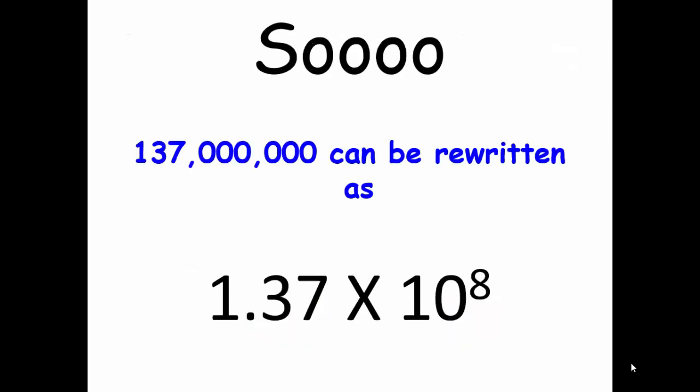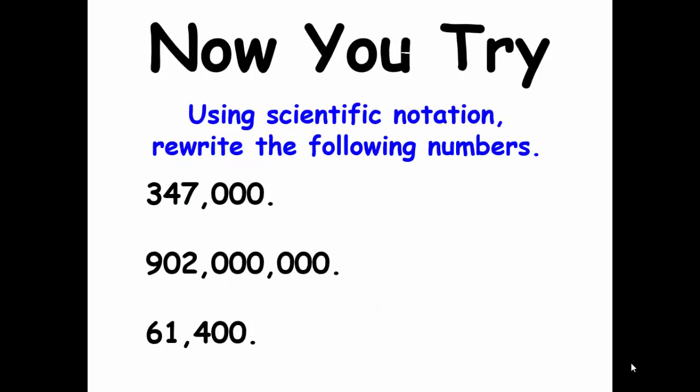So, in this example, we have a very large number, 137,000,000. It can be written as 1.37 times 10 to the 8th because we have moved 8 places. So now take a moment to pause and use scientific notation to write the following numbers.